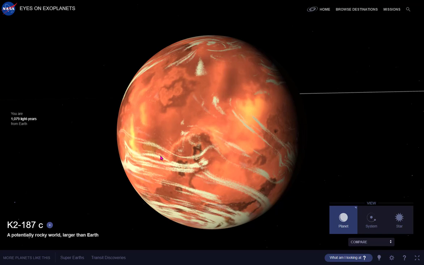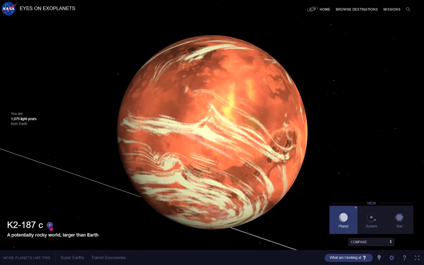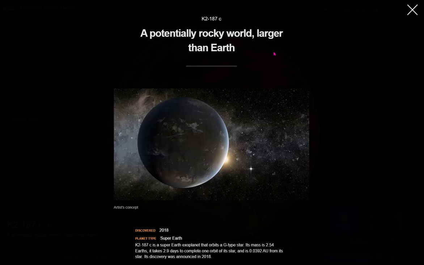But this is not what the planet really looks like. That's important to understand. Now, if we want to know more about this planet, the important thing to remember is to come here and click on the plus sign. We can see here it's a potentially rocky world larger than Earth. Now let's have a look a bit more. This is the page with a lot of information.